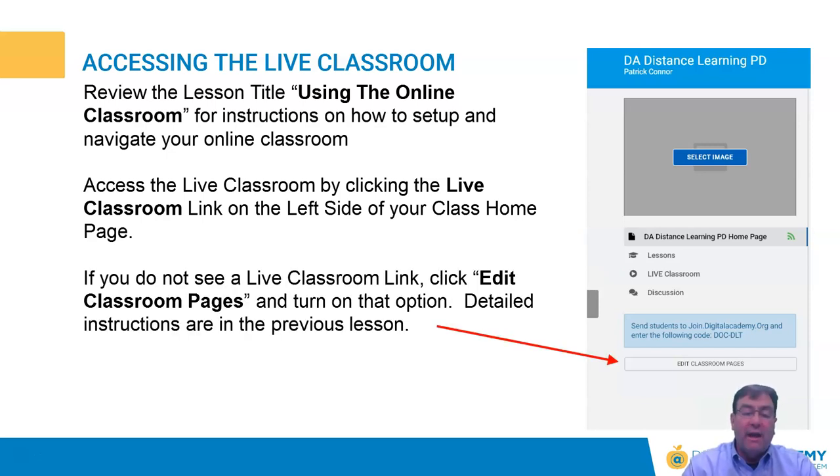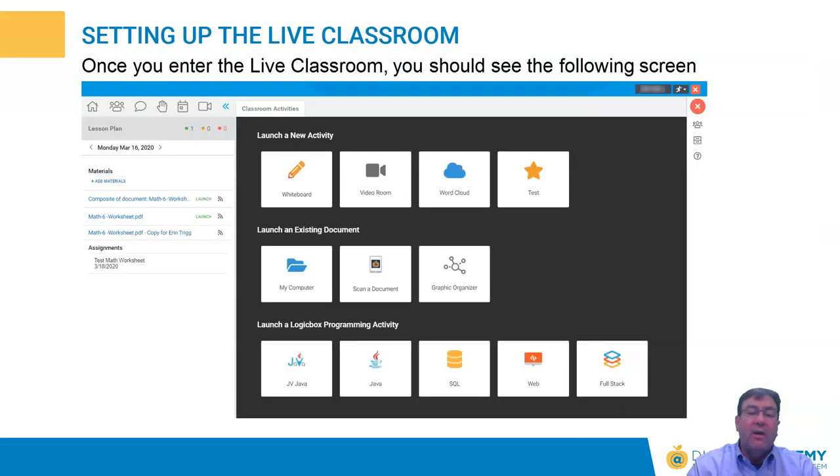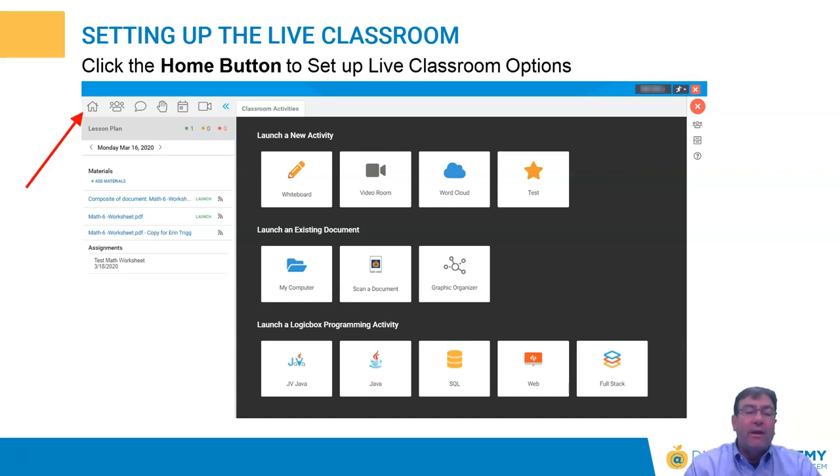If you do not see a live classroom button, you'll need to click Edit Classroom Pages and turn that on as an option. Once you're in the live classroom, you should see a screen that looks a little bit like the following. Before you get started, click the Home button to review the live classroom options.